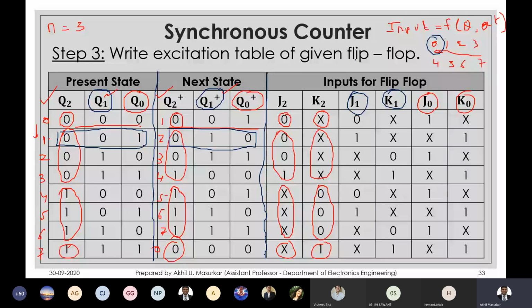Yes, please clear your doubts about this table. Any doubts? You can unmute and ask.